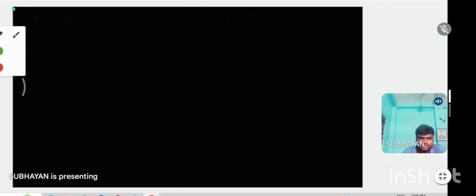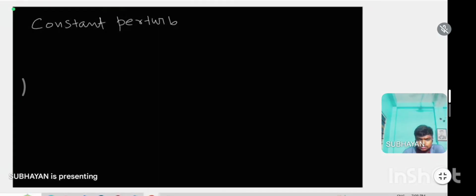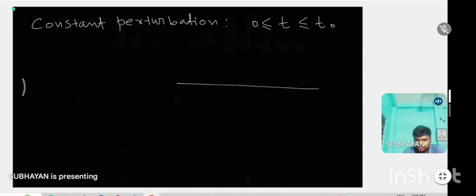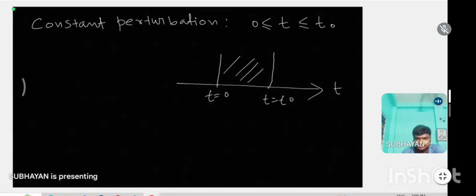In the previous class, we discussed constant perturbation. Actually, it was time-regulated constant perturbation. That means suppose the perturbation is running in the range from 0 to T0. In the graph, you can plot the effect of perturbation like that. It is T equal to 0, it is T equal to T naught. So the perturbation was on within this region, the perturbing region.